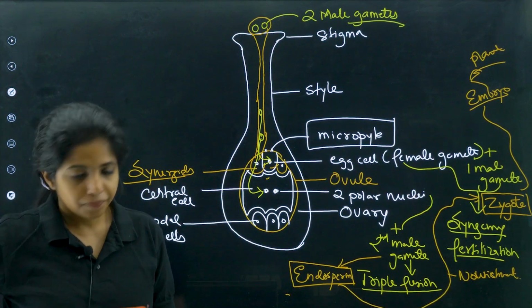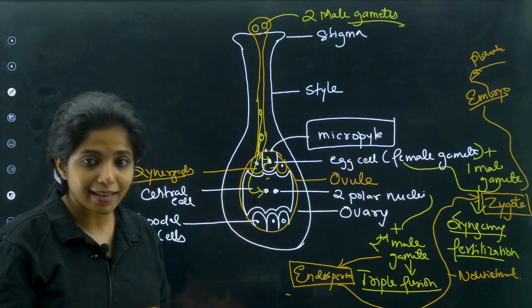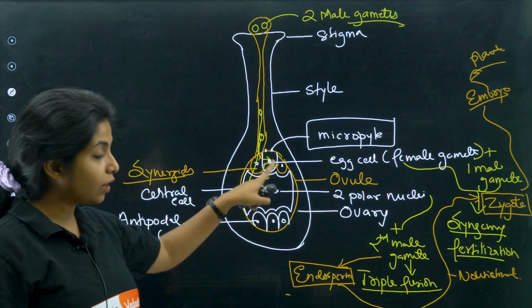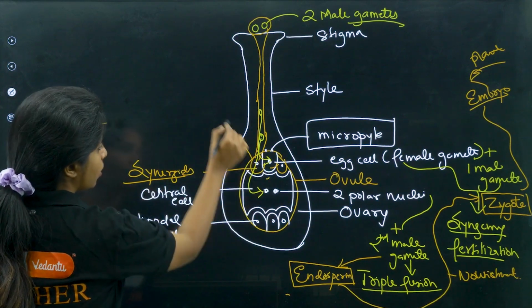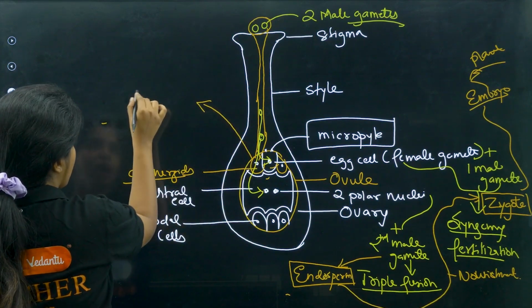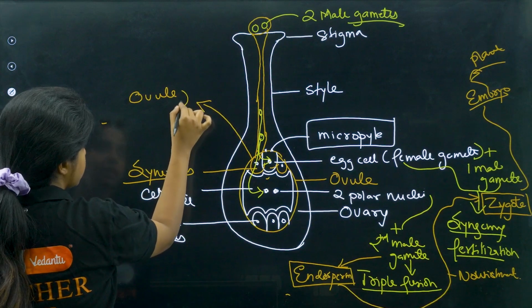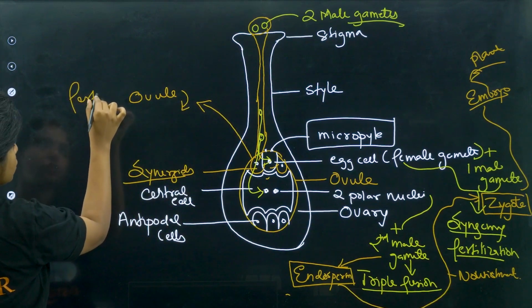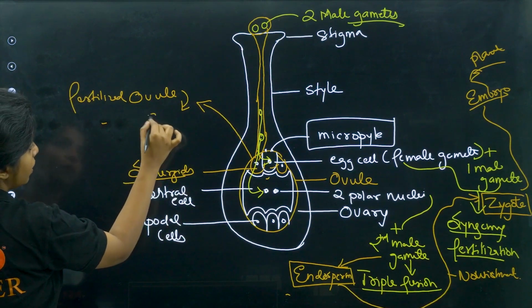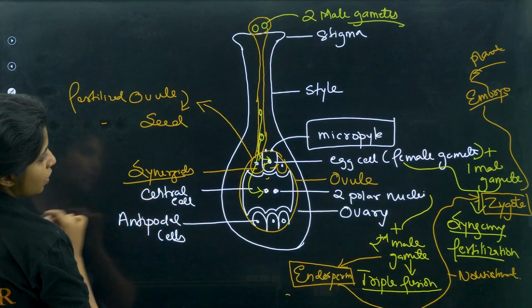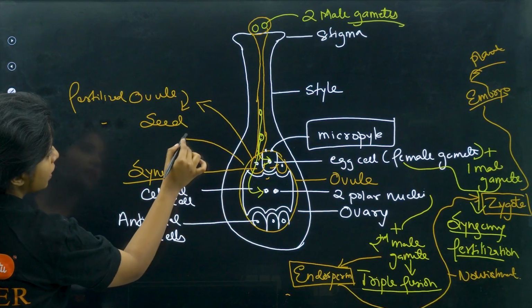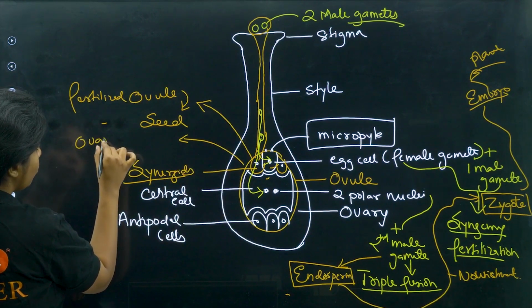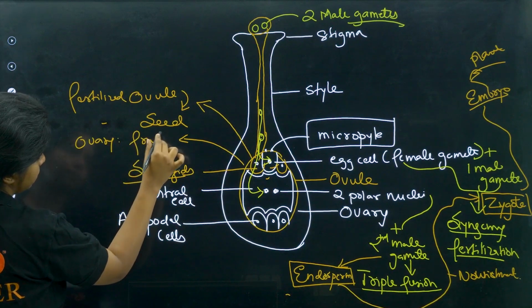So now when fertilization has happened and the zygote is formed, what will I call this ovule? I will call the ovule now the fertilized ovule. I would now call it a seed. What will I call the ovary which is there? The ovary will now be the fruit.